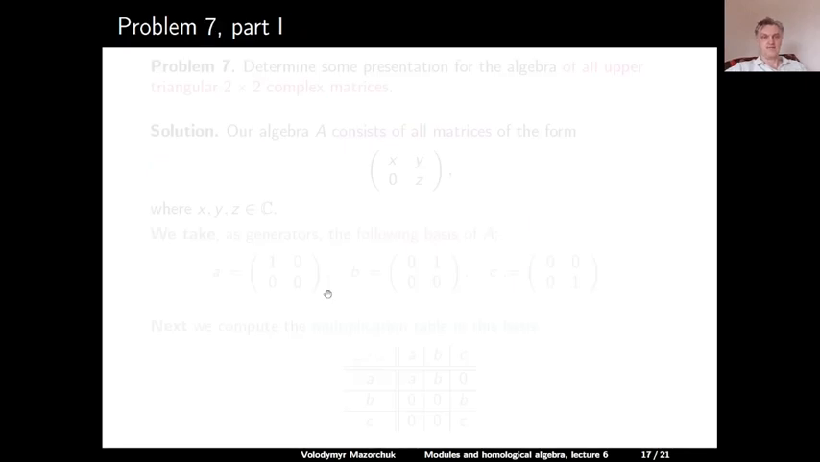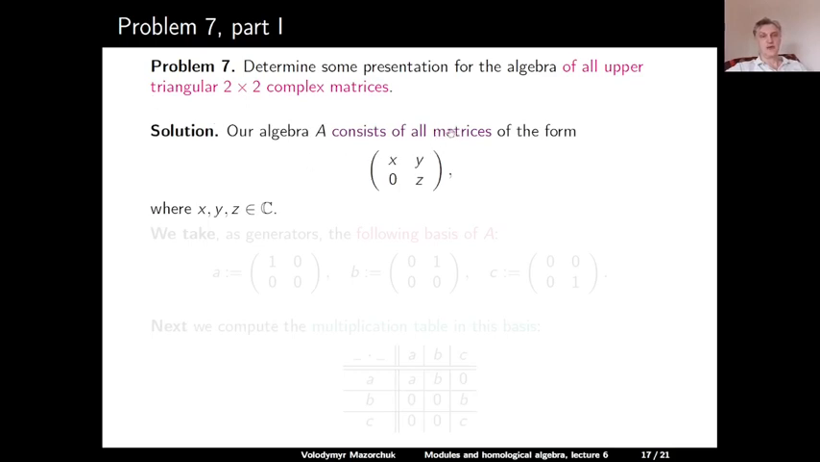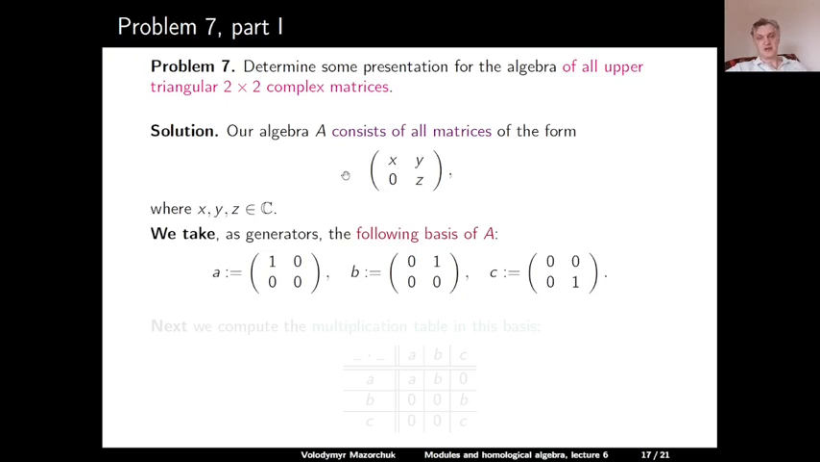Problem 7. Determine some presentation of the algebra of all upper triangular 2 times 2 complex matrices. Solution. So the algebra of all upper triangular 2 times 2 complex matrices is the algebra which consists of all matrices of the form x, y, 0, z, where x, y, and z are complex numbers. This is a three-dimensional algebra.